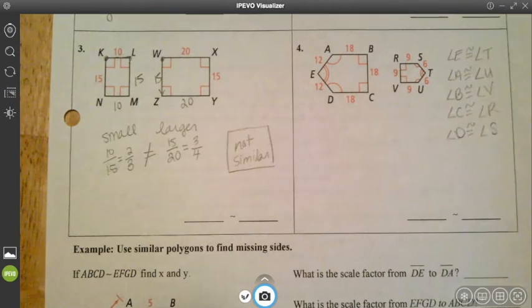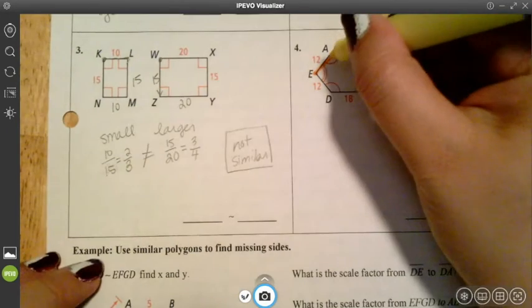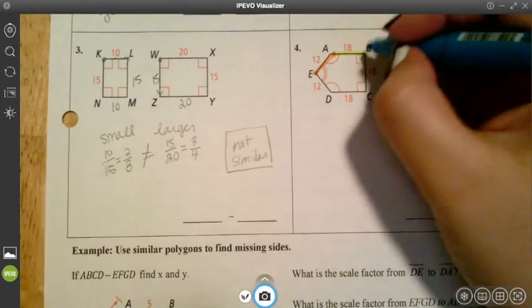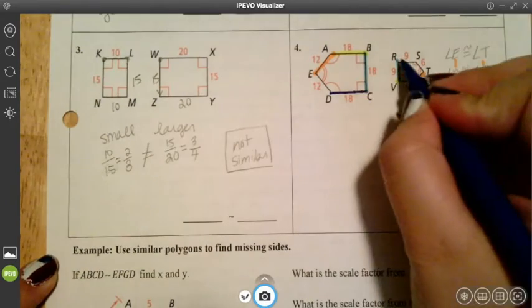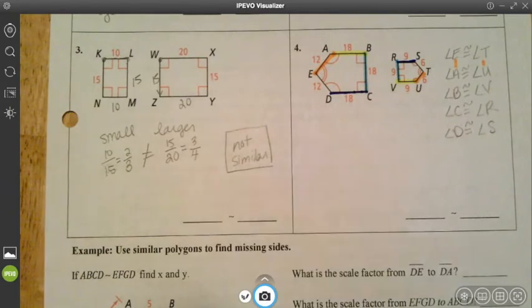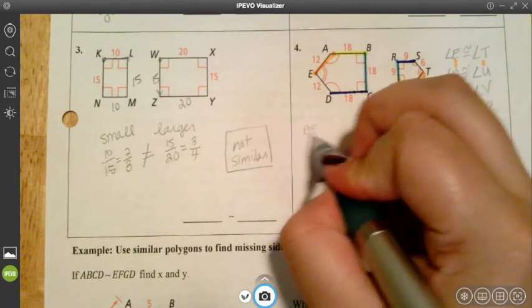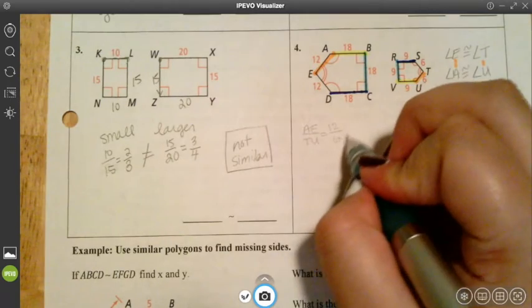Okay, so that's the angles. Now we need the sides. So I'm going to, again, using colors, say EA to TU. And then I have AB to UV, BC to VR, and CD to RS. So I'm going to start with orange. That's AE to TU. That's 12 over 6 equals 2.